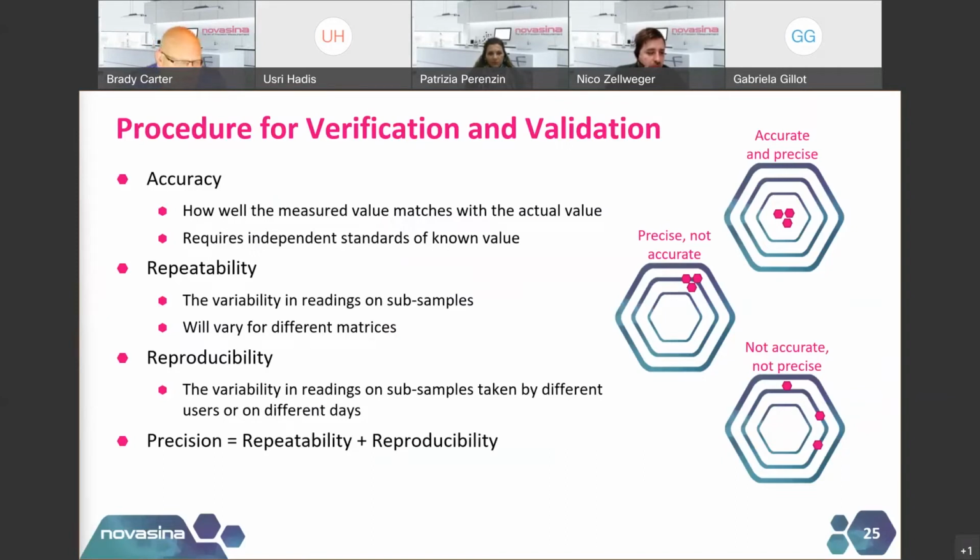And sometimes you might even see repeatability and reproducibility. These have actually different meanings. Repeatability is the variability of readings on a subsample done by a specific person and with a specific instrument. Reproducibility is the variability in readings taken on subsamples that are utilized on different instruments or taken by a different user or on a different day or at a different laboratory. And so precision is actually the combination of the repeatability as well as the reproducibility. And these are standard deviation values that are measured across duplicate readings, again, done on all the same conditions and then done across different conditions.